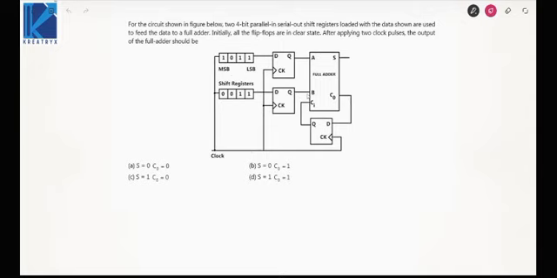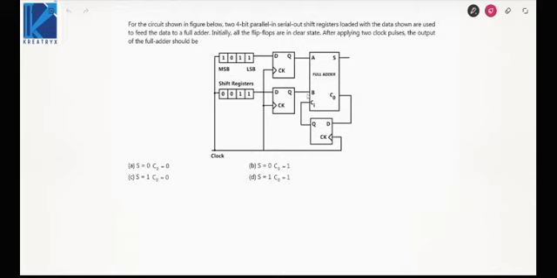Next problem. For the circuit shown in the figure, two 4-bit parallel in serial out shift registers, loaded with the data, are used to feed the data to a full adder. Initially, all the flip-flops are in clear state. After applying 2 clock pulses, the output of the full adder should be what?